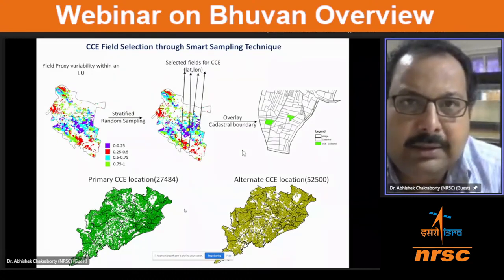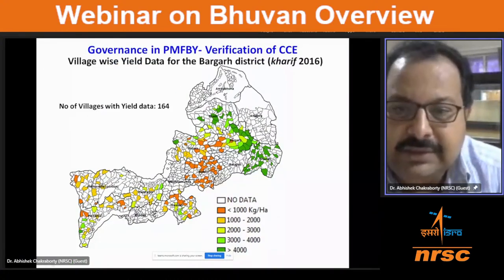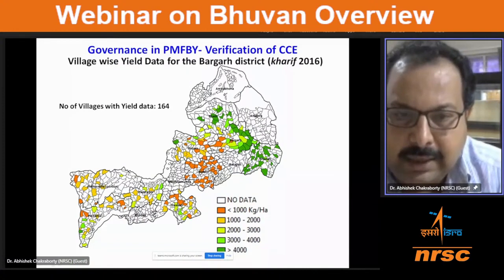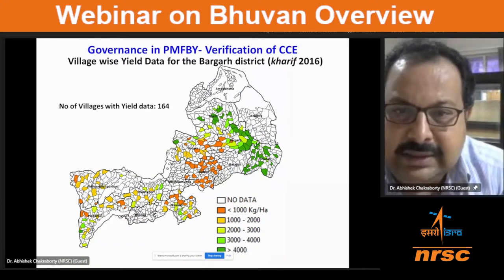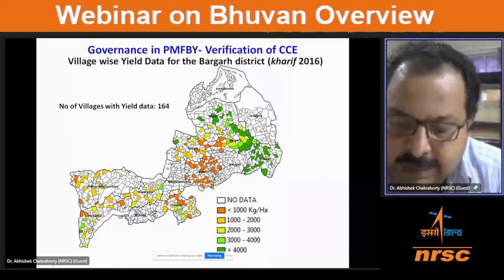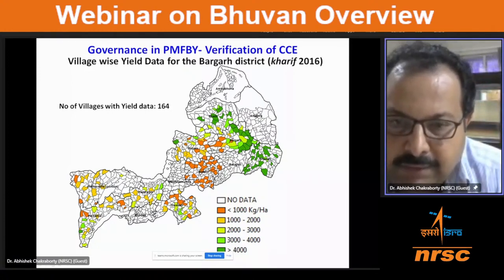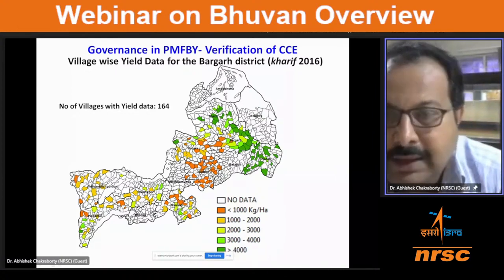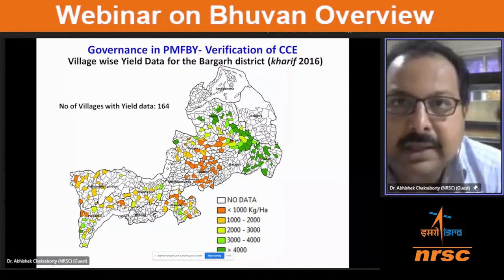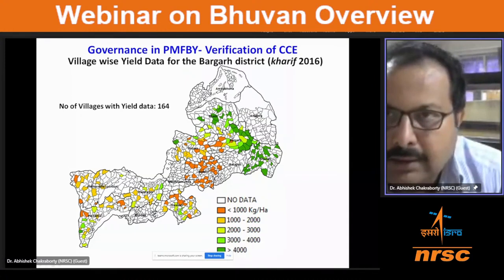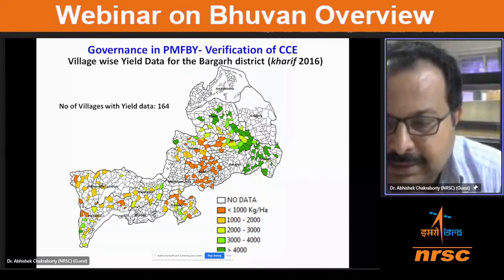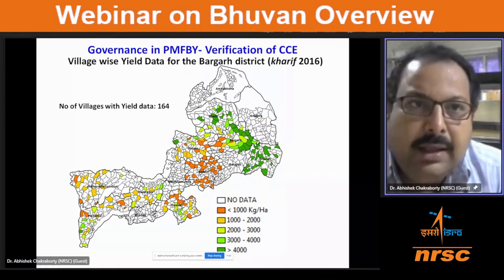Not only that, the verification of CCE can also be done. Whether the CCE has been done objectively, using mobile app data, we can also control it. And after getting the data, whether it is following the crop health index or not can also be a very important vicarious verification of the crop cutting experiments' performance.